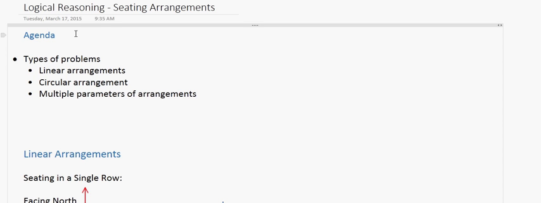So without wasting any more time, let's see what we are going to cover in this session. There are multiple types of problems in seating arrangement. One is the problem of linear arrangements, then there can be circular arrangements, and then there can be multiple parameters for arranging few things. In this session, we are going to cover linear arrangements. We would be covering circular and multiple parameter arrangements in another session. So let's go and understand what is linear arrangement.